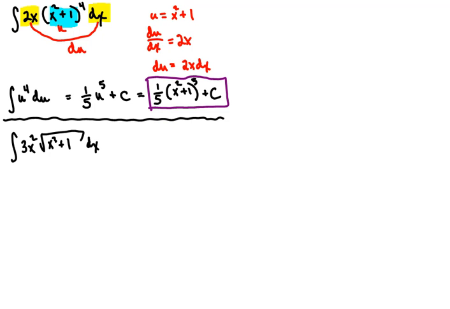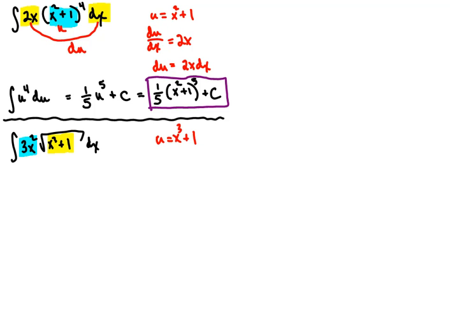And that is the integral of 3x squared times the square root of x cubed plus 1 dx. Again, we're looking for function composition, and we have an inside function of x cubed plus 1. Its derivative would be 3x squared, which shows up on the outside and is multiplied times the function composition. And so we're safe to use x cubed plus 1 as u.